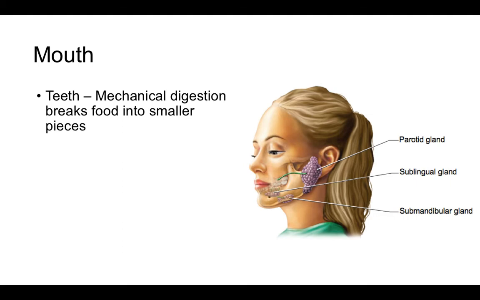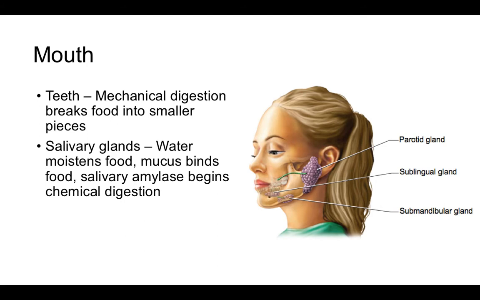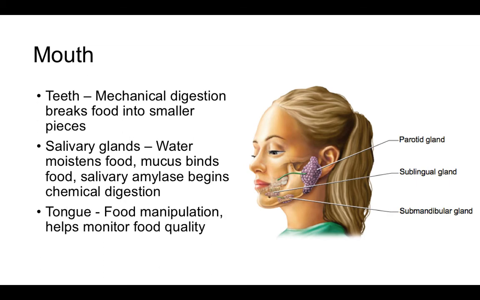The next thing that the mouth has is the salivary glands, and you can see all 3 of these highlighted here. The parotid, the sublingual, and the submandibular. Now, water moistens the food. The mucus produced by the mucosal layer in your mouth binds the food together, and then the parotid, sublingual, and submandibular glands also secrete a number of enzymes, the main one of which is salivary amylase, and this begins chemical digestion primarily of carbohydrates.